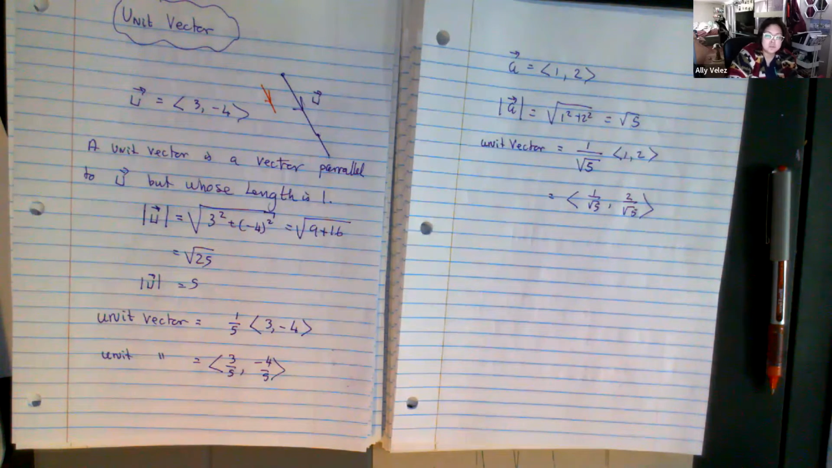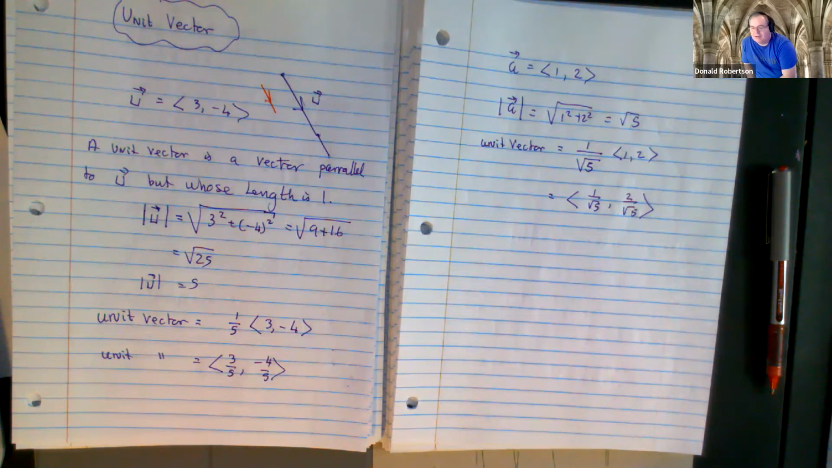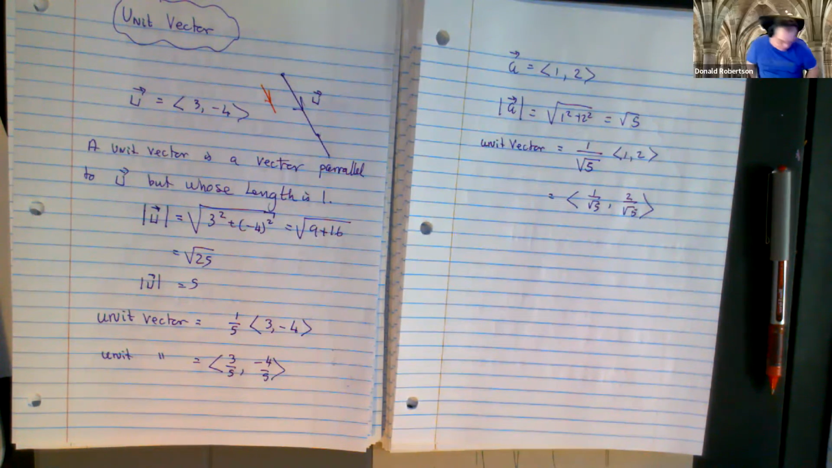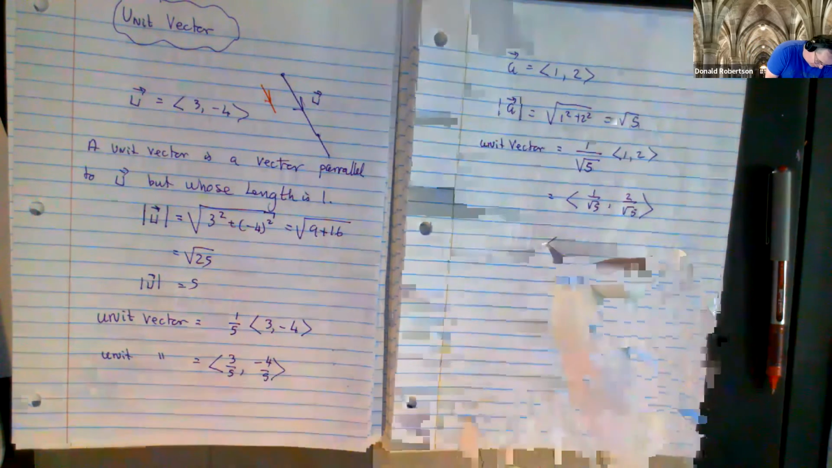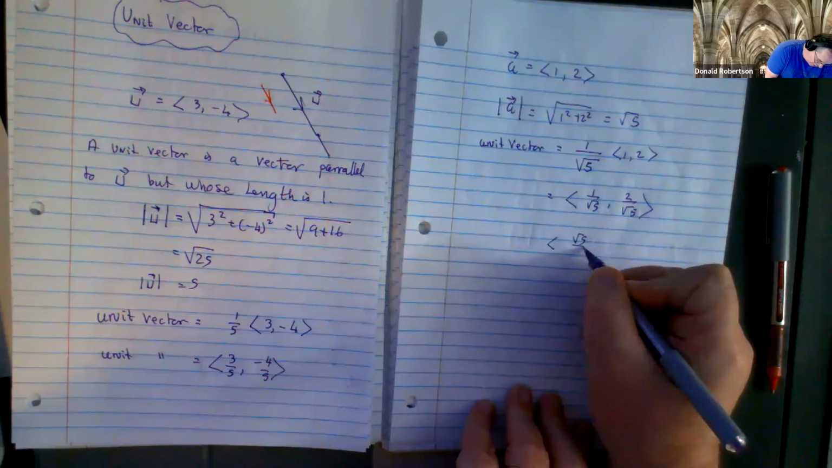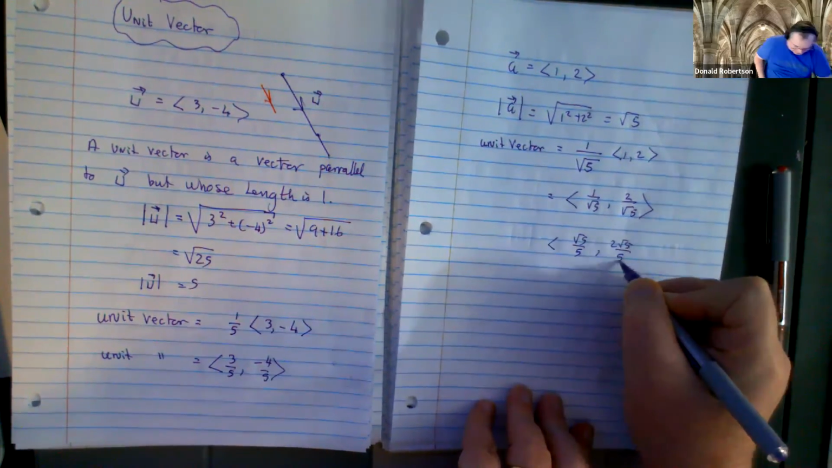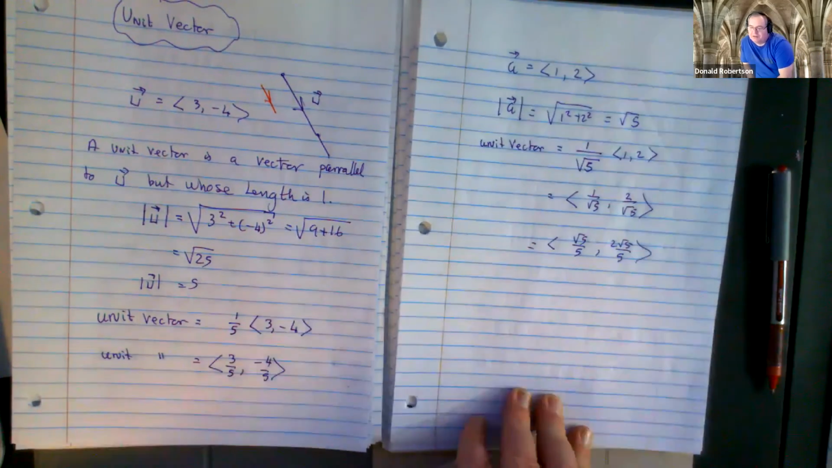Do we leave it with the square root on the bottom of them? Yeah. No. WebAssign might, but it's a good habit not to. So I'm going to rationalize the denominator. And I'll cut out the middleman, but hopefully you could say, yeah, that's what I would have got. Right, agreed?